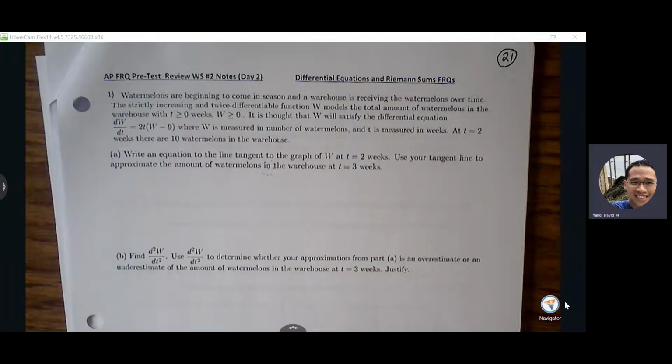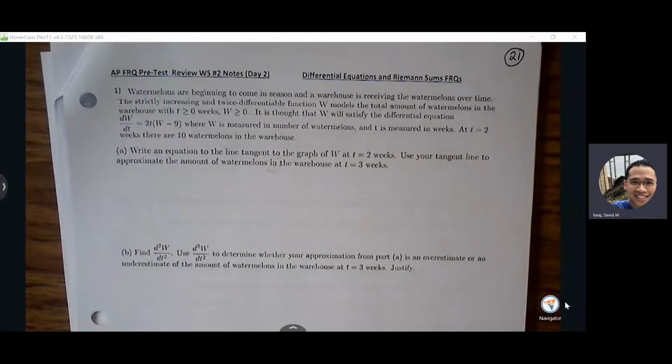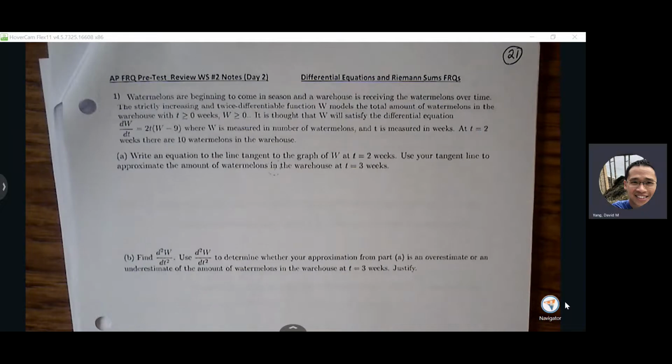Okay, watermelons are beginning to come in season, and a warehouse is receiving the watermelons over time. The strictly increasing and twice differentiable function W models the total amount of watermelons in a warehouse, with t greater than or equal to 0 weeks. It is thought that W will satisfy the differential equation dW/dt, where W is measured in number of watermelons and t is measured in weeks. At t equals 2 weeks, there are 10 watermelons in this warehouse. So part A, write an equation for the line tangent to the graph of W at t equals 2 weeks. Use your tangent line to approximate the amount of watermelons in the warehouse at t equals 3 weeks.